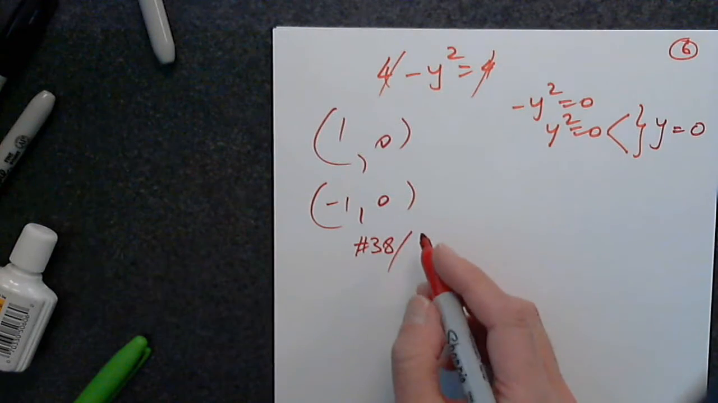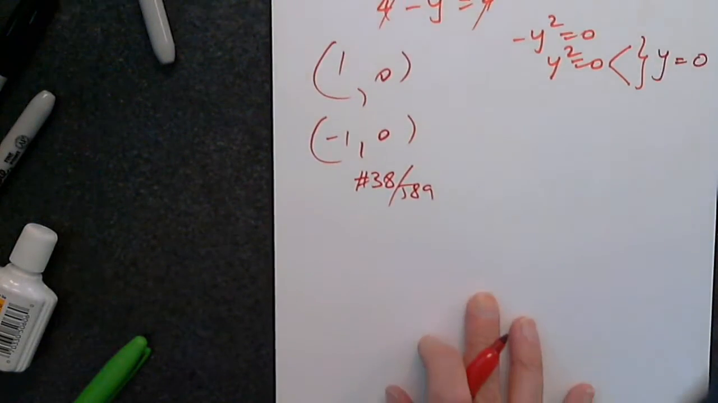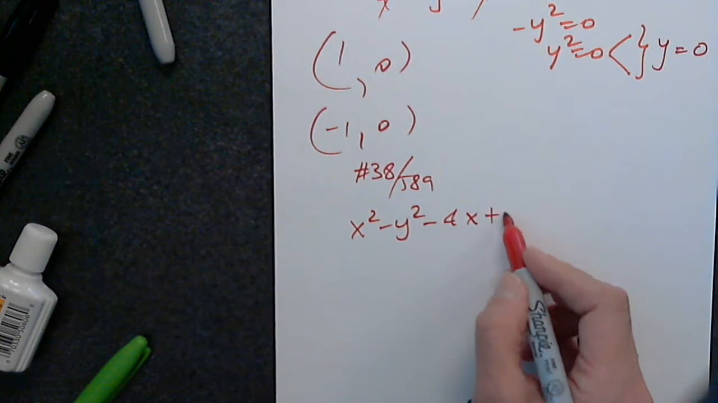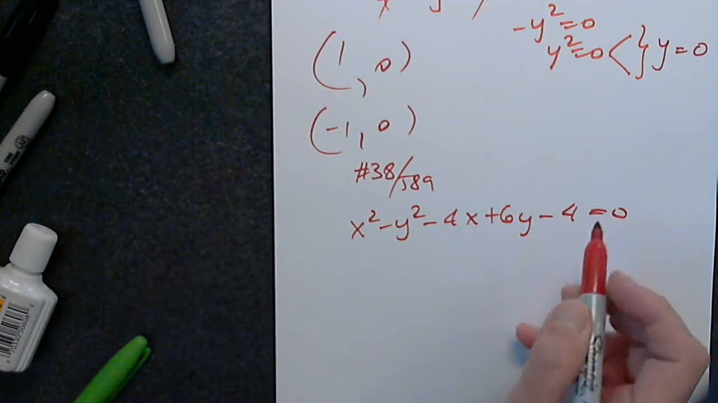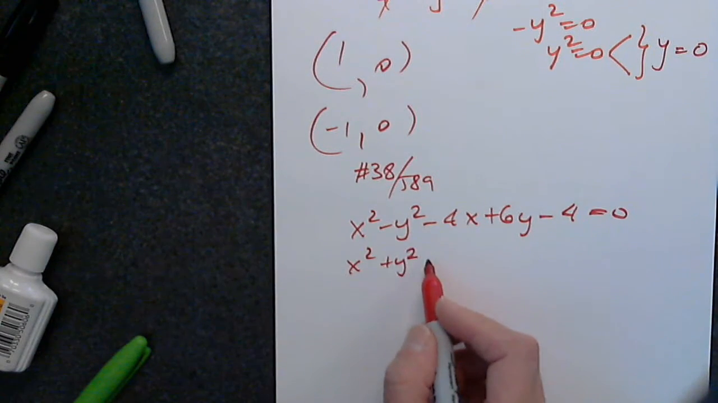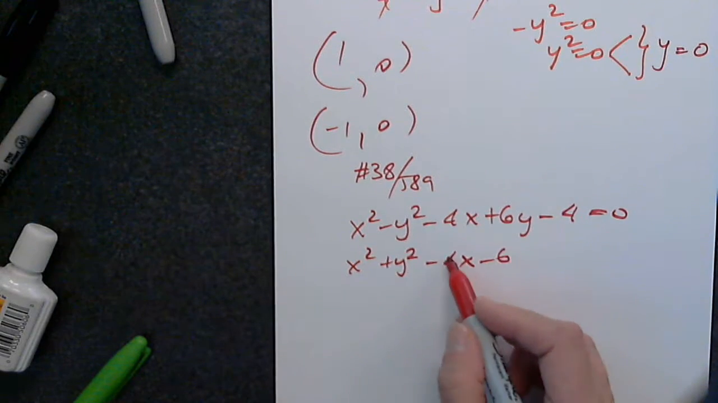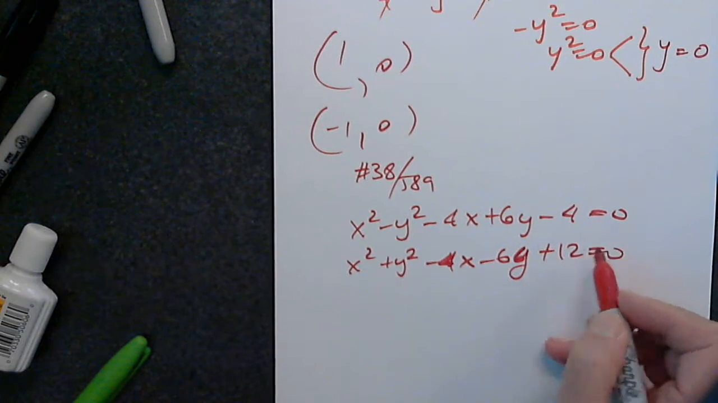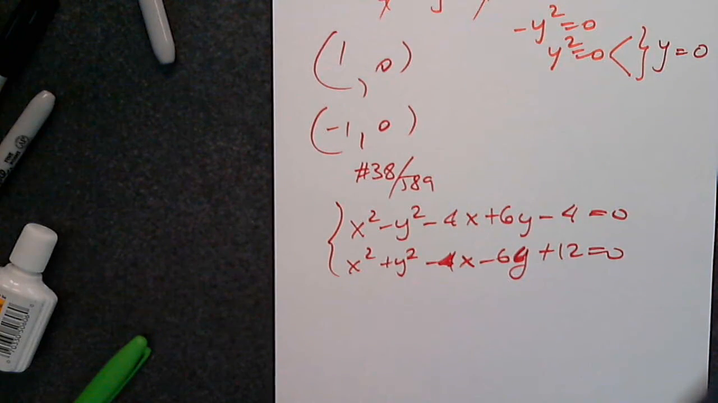So let's look at 38. And this one is on page 589. And we have x squared minus y squared minus 4x plus 6y minus 4 equals 0. And x squared plus y squared minus 4x minus 6y plus 12 equals 0. I have to check one more time. That's correct. Very good.